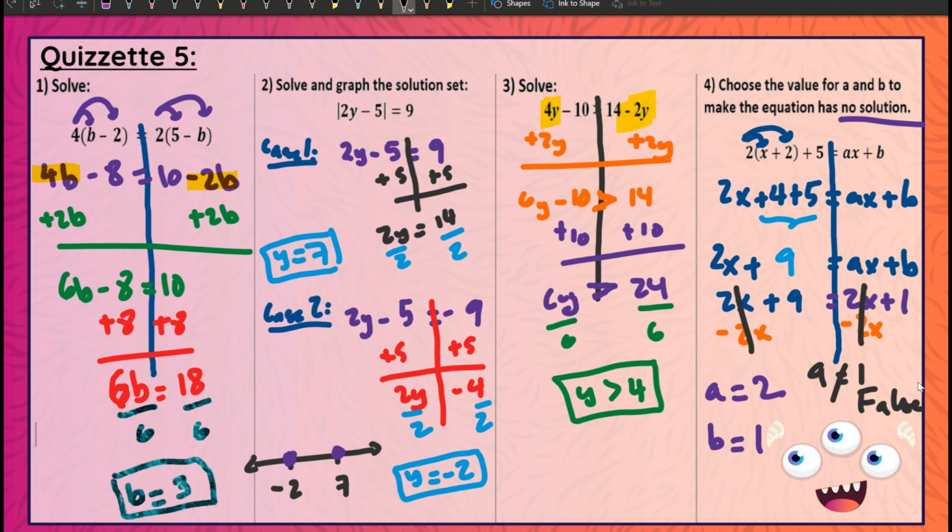Alright, so for this case, you want to choose a to be the same number as the coefficient of x, so that all the x's will cancel each other out. And for no solution, you want b to be any number but 9. If b is equal to 9, then you end up with 9 equal to 9, a true statement, which is many solutions. In this case, they ask you for no solution, so any number but 9.